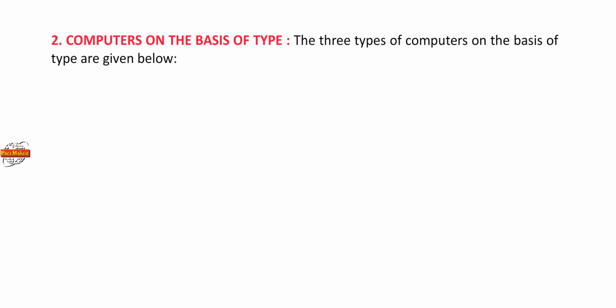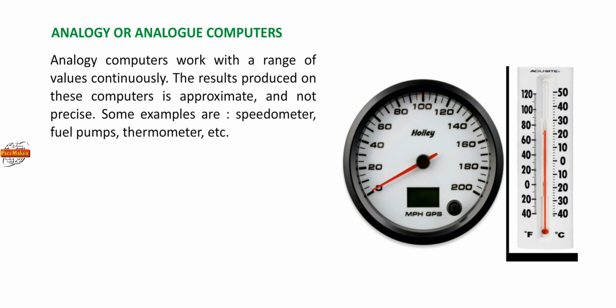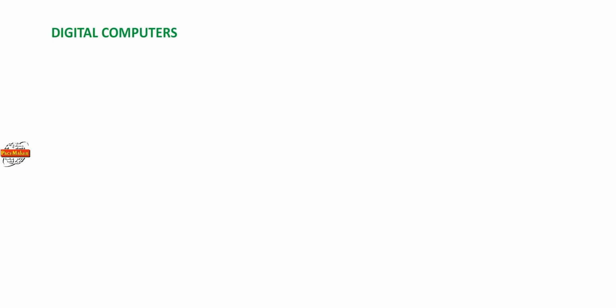Second, computers on the basis of type. The three types of computers on the basis of type are given below. Analog computers work with a range of values continuously. The results produced on these computers are approximate and not precise. Some examples are speedometer, fuel pumps, thermometer, etc.